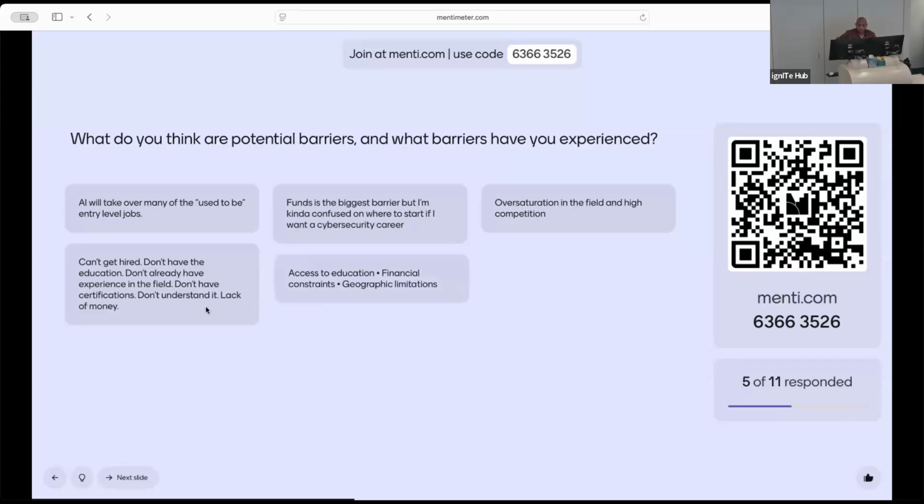"Can't get hired." That is so true. "Don't have the education, don't already have the experience." Okay, that is huge in the field. "Don't have certifications, don't understand it. Lack of money." Huge. Very, very good. Let's talk a little bit about the lack of experience, because that is basically the biggest barrier to getting into IT.